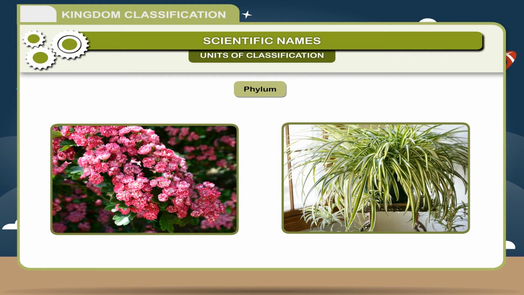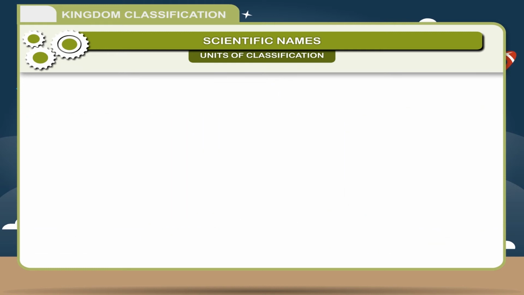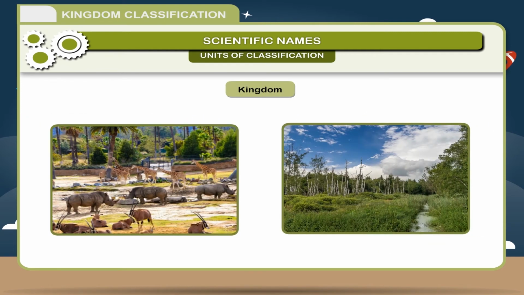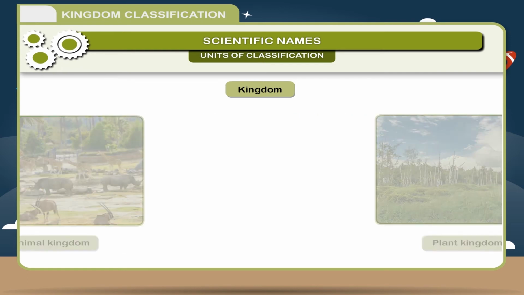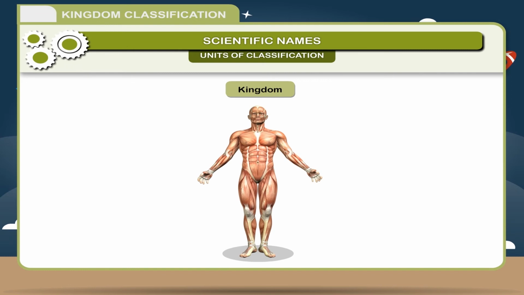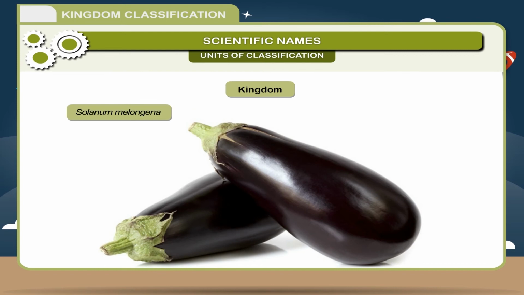Entire plants are divided into two divisions, flowering and non-flowering. Kingdom. This is the highest category of classification. All the animals are included in the animal kingdom and all the plants are placed in the plant kingdom. The scientific name of man is Homo sapiens, in which Homo is the genus and sapiens is the species. The scientific name of potato is Solanum tuberosum and the name of brinjal is Solanum melongena.